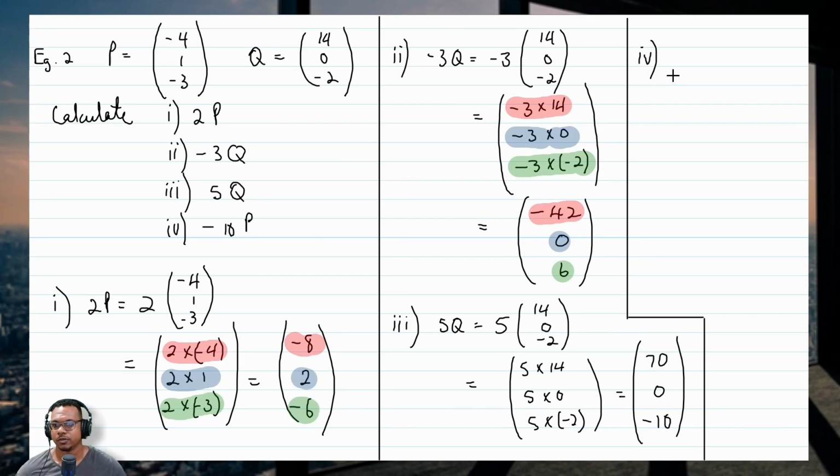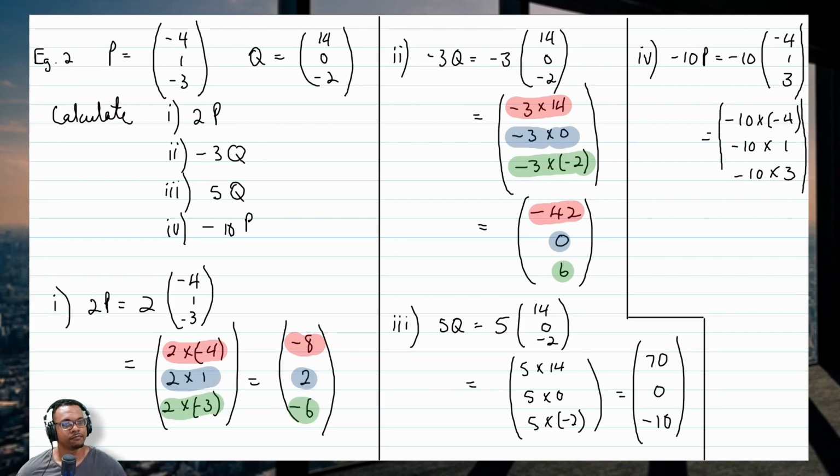Part 4. We have -10 p. So that's -10 times the matrix -4, 1, 3. That'll just be -10 times -4, -10 times 1, and -10 times 3. Multiplying two numbers, both negative, the signs are the same. The answer is positive, so 10 by 4 is 40, so positive 40.